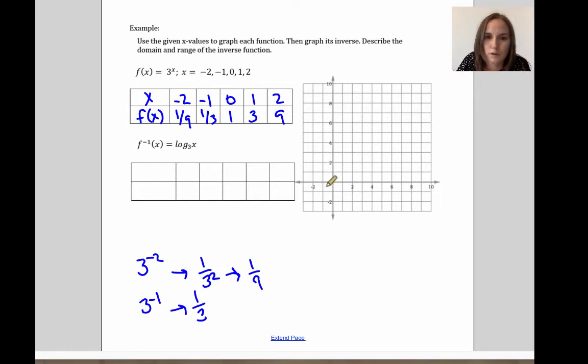At negative 2, I'm at 1/9. 1/9 is really, really, really close to 0. At negative 1, I'm at 1/3, still really close to 0, but just a little bit higher. At 0, I'm at 1, that's here. At 1, I'm at 3. And at 2, I'm at 9. Okay, so I'm going to try to draw this as best I can. Now, hopefully yours can be sketched a little better.